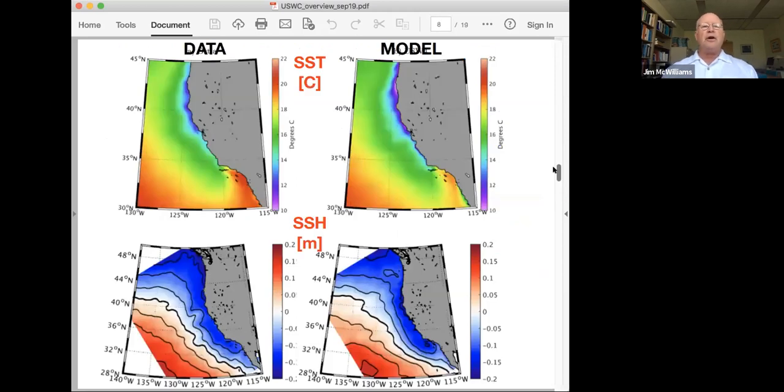Just to give you a feel for it, here's a comparison of two fields time averaged over this reanalysis period. The observational data on the left of sea surface temperature and sea surface height, both measured from satellites, and the model result on the right. And you see the general pattern of cold coastal upwelling increasing mostly to the north, the general pattern of low sea level along the coast in association with the California Current itself.